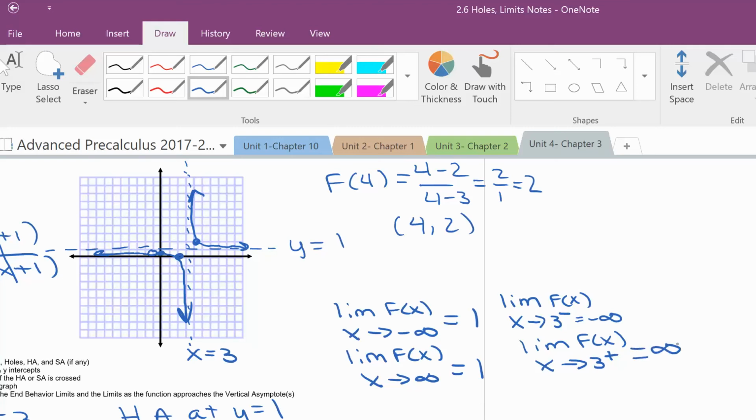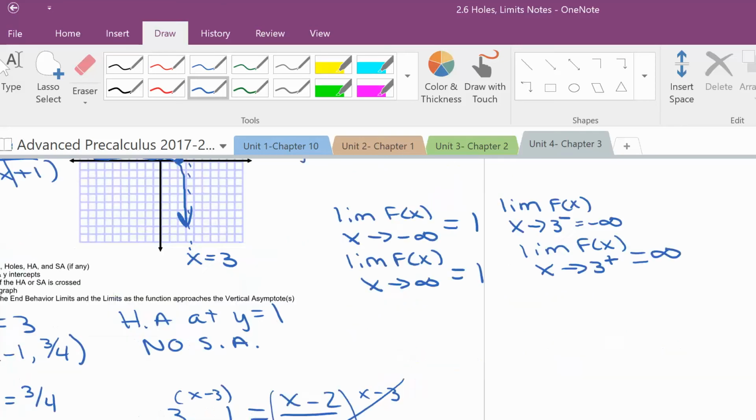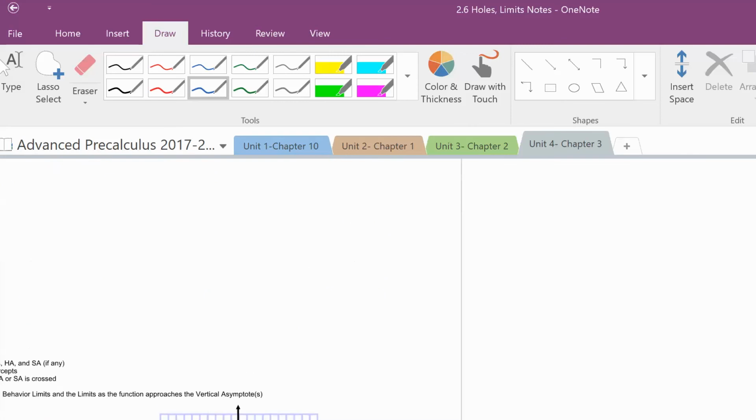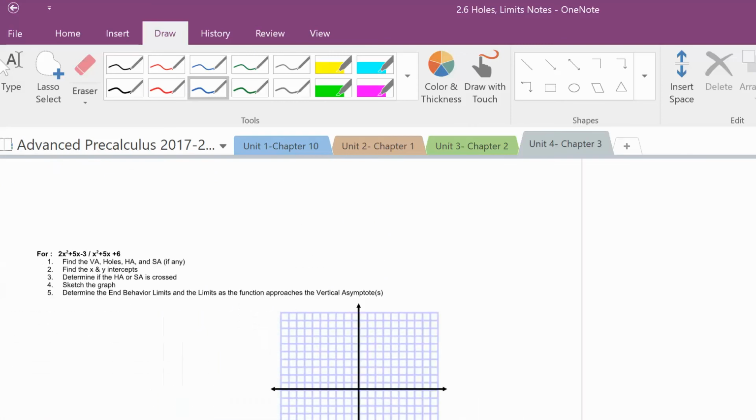For the vertical asymptote limits, it's either going to go towards negative infinity or positive infinity because it either goes up or down forever. For the end behavior, if there's a horizontal asymptote, it'll go towards that. If there's a slant asymptote, then it's going to go towards negative or positive infinity as well. All right, so let's try the second one.